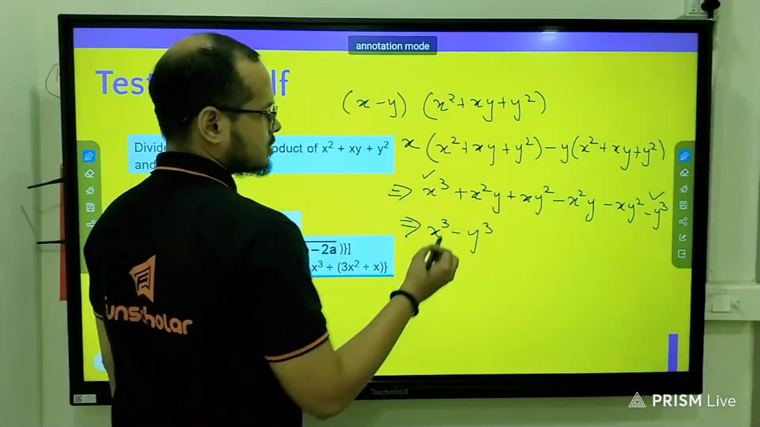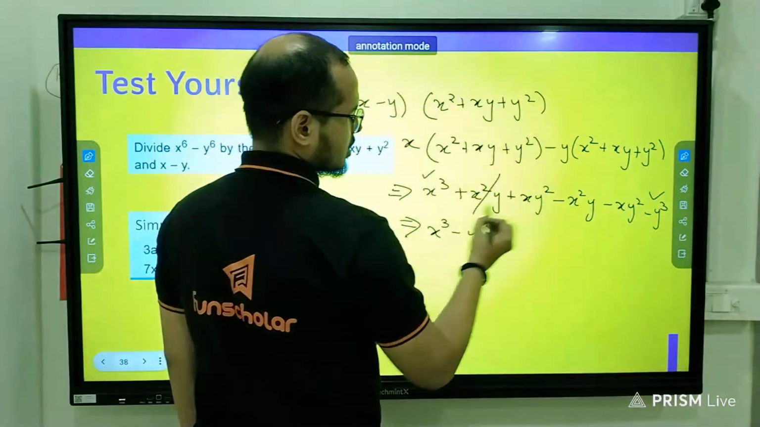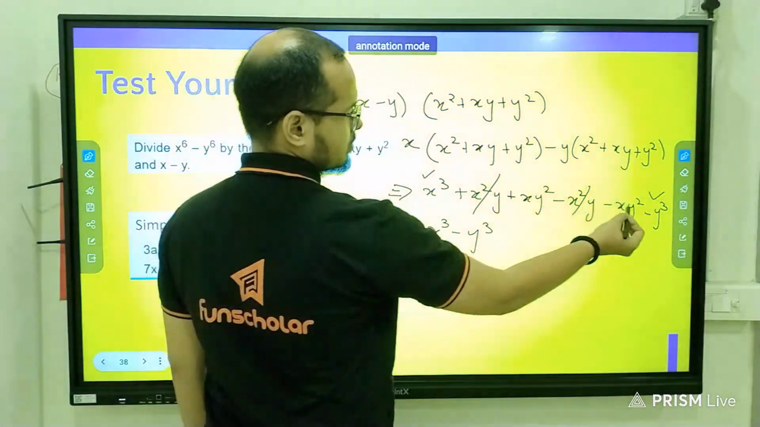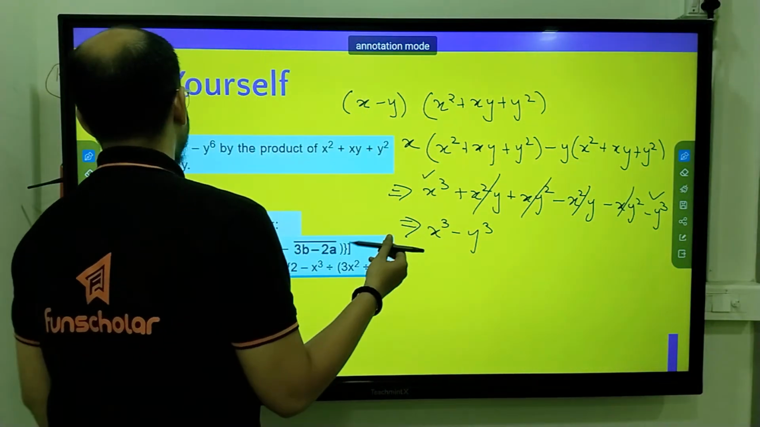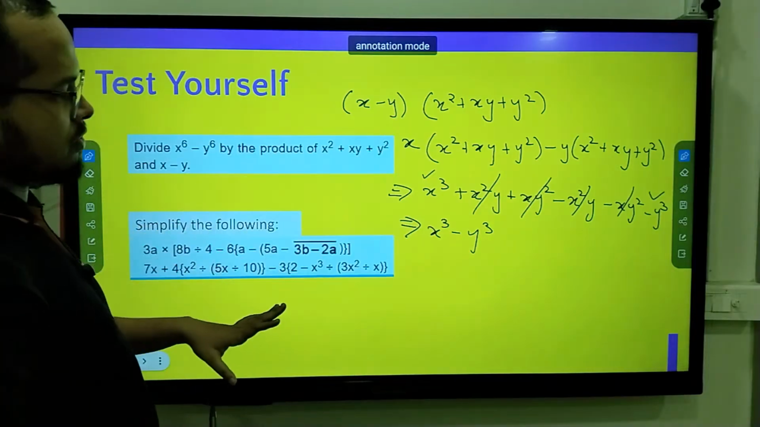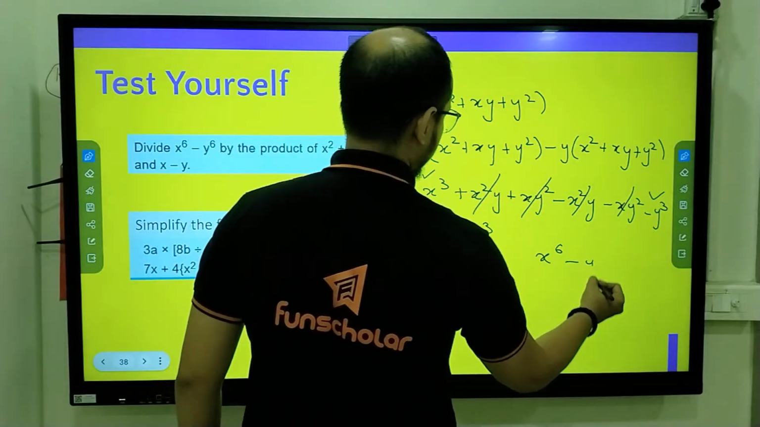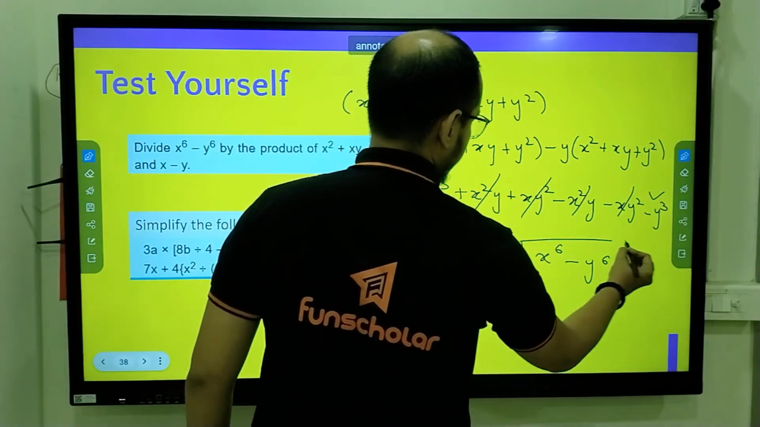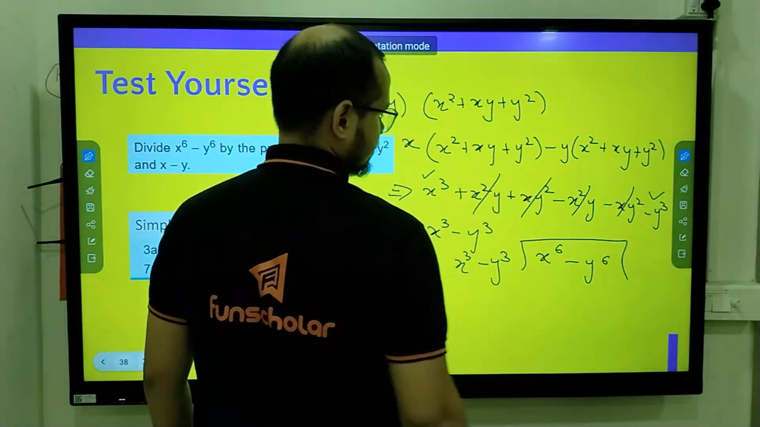Okay, now like terms, x square y, same thing present but sign is different. Cancel out. Plus xy square minus xy square, same thing, sign is different. So we are remaining with this. Now we have to divide this by the product of this. So x cube minus y to the power 6 divided by x cube minus y cube.